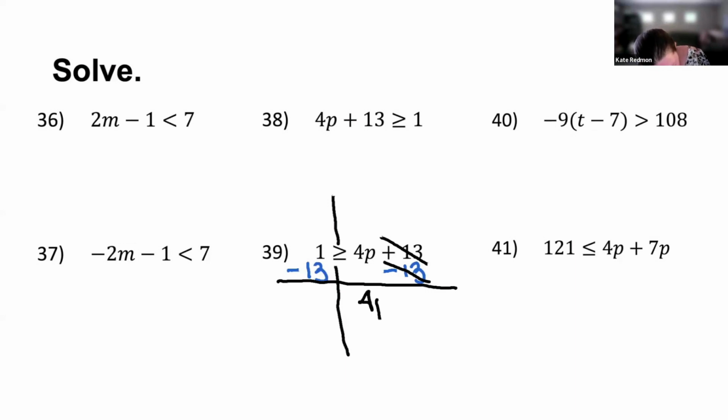I've got 4p on my right-hand side. Subtracting does not affect the inequality symbol. I'll have the same one. And 1 minus 13 is -12. P is not alone yet. It has a 4 multiplying.